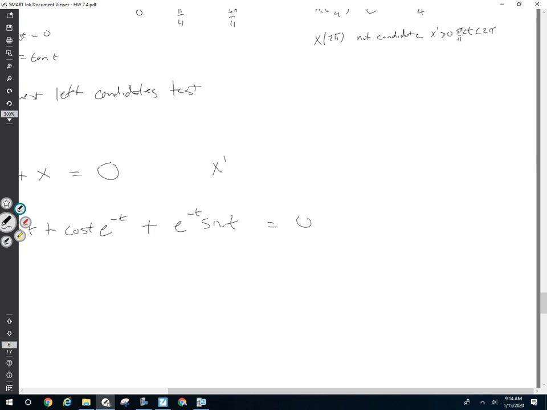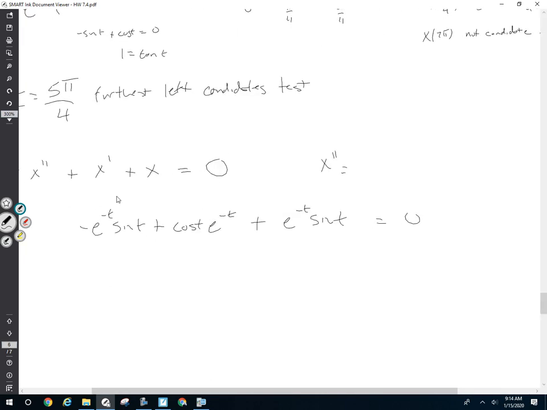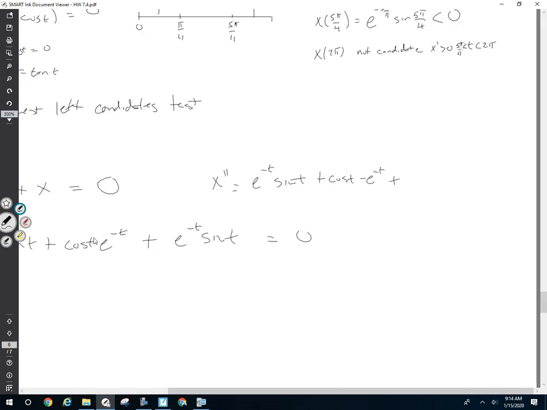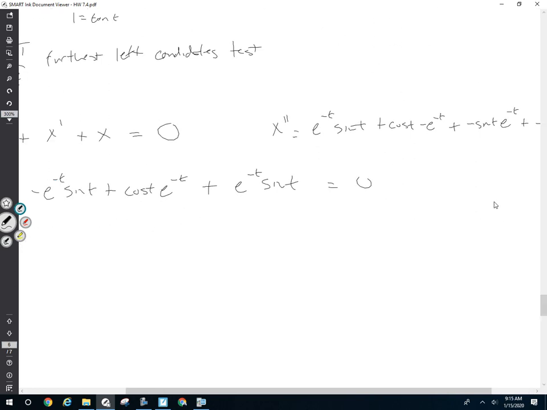It might be large. You have to use the product rule for both of these, so it will be large. So I'll have positive e to the negative t sine t. This is the derivative of the first times the second, plus the derivative of the second times the first, negative e to the negative t. And plus, product rule for this, derivative of cosine is negative sine. Derivative of e to the negative t is negative e to the negative t. So the derivative of the first times the second plus the derivative of the second times the first. Okay, that is x double prime.